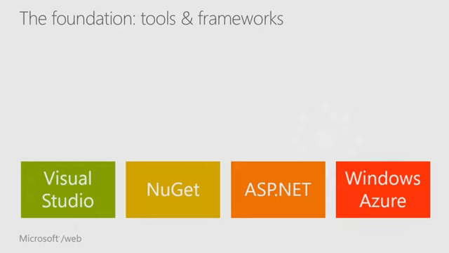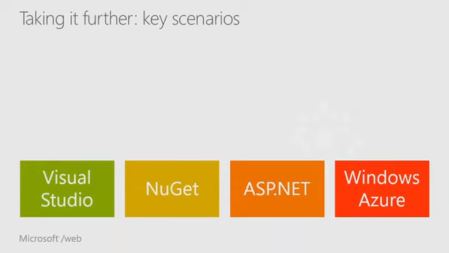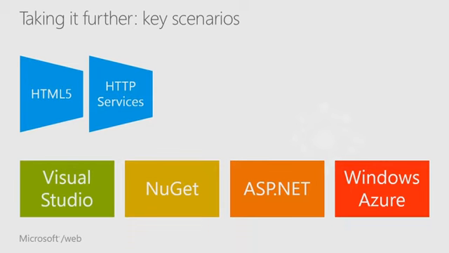Okay, so we've talked about those foundational tools. Yep. Visual Studio, NuGet, all running on the ASP.NET runtime. And then Azure we'll talk about a little bit later in the day. Right. So then after that, we're going to look at building some things on top of those. So some key scenarios. Once we've got this core foundation, we've got HTML5, HTTP services with Web API. And this one I know is going to surprise you.